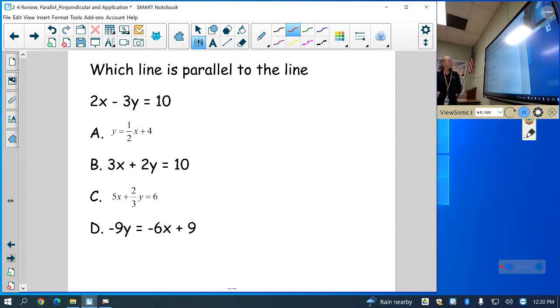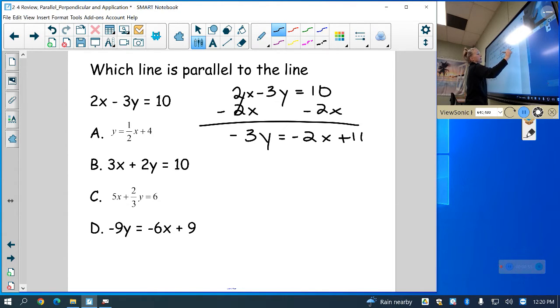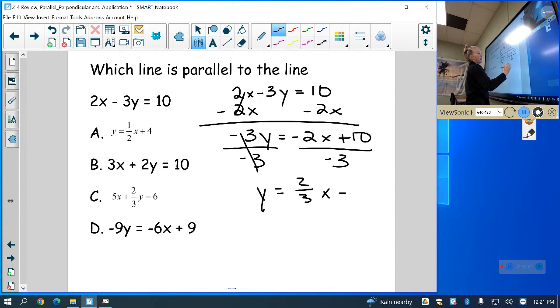Which line is parallel to the line 2x minus 3y equals 10? So, parallel lines have the same slope. Before we finish this, we need to figure out the slope of line 1, and then figure out the slopes of every other one. So I have to take my line 1 and solve for y. So I have 2x minus 3y equals 10. Subtract 2x. So I have negative 3y equals negative 2x plus 10. Divide by negative 3. So I have y equals 2/3 x minus 10/3.